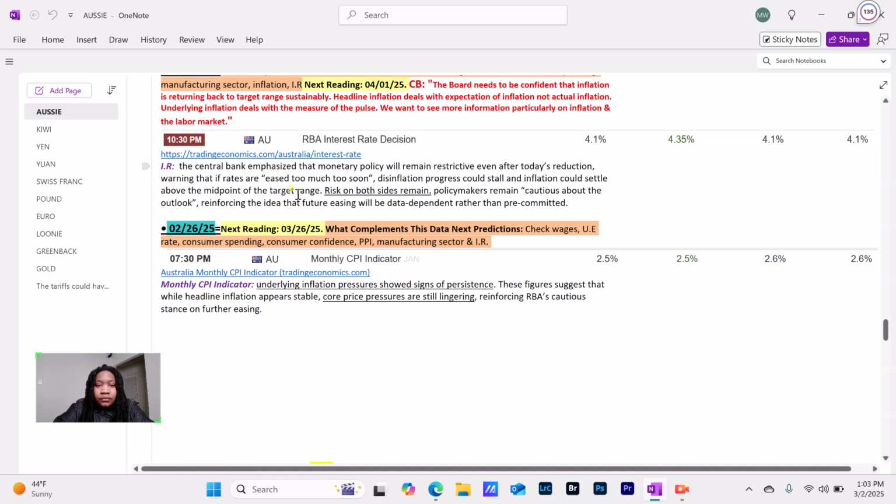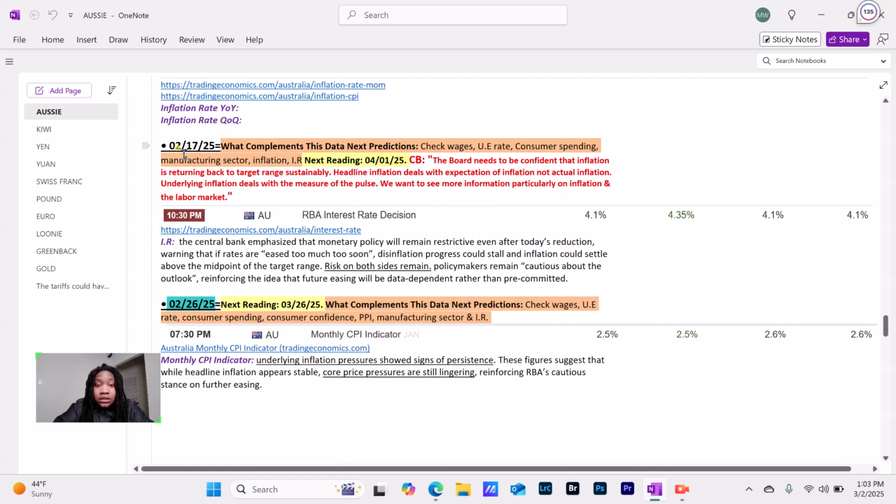Looking at the interest rates, they said the central bank emphasized that monetary policy will remain restrictive, right? Even after today's reduction, at the time, this was February the 17th, they cut it by 0.25 basis points. They warned that if rates are eased too much too soon, disinflation progress could stall and inflation could settle above the midpoint of the target range. So they have a goal in mind of where they want inflation in the medium term, right?